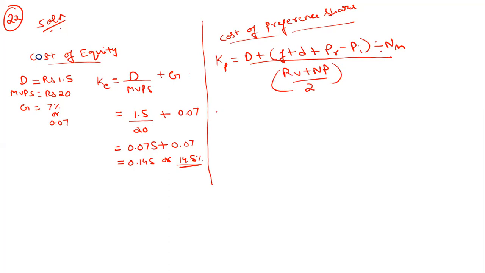Now, what is the dividend they have mentioned here for preference? 11%. They mentioned it in the question itself: 11% preference share. That is 11% of the face value, 100, and so we get rupees 11 as the dividend.